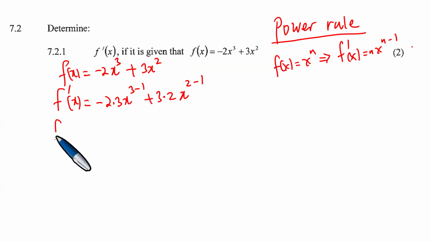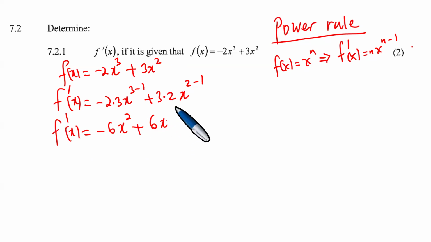We proceed as follows. F prime of x equals, what is minus 2 times 3? It's actually minus 6x to the power 2 because 3 minus 1 is 2, plus 3 times 2 is 6x to the power 2 minus 1, giving us a 1. Now let's continue and get the result. It is very clear that at this point, we have solved this problem and we have got the final answer. We are done with this question, and we have determined the derivative of the function f at x.